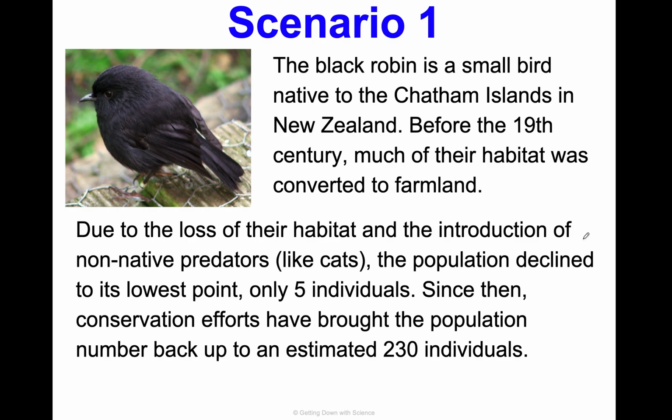Scenario 1. The black robin is a small bird native to the Chatham Islands in New Zealand. Before the 19th century, much of their habitat was converted to farmland. Due to the loss of their habitat and the introduction of non-native predators like cats, who is a non-native predator in the entire world, the population declined to its lowest point, only 5 individuals. Then, conservation efforts brought the population number back to an estimated 230 individuals. So, big points here: loss of habitat, introduction of non-native predator.